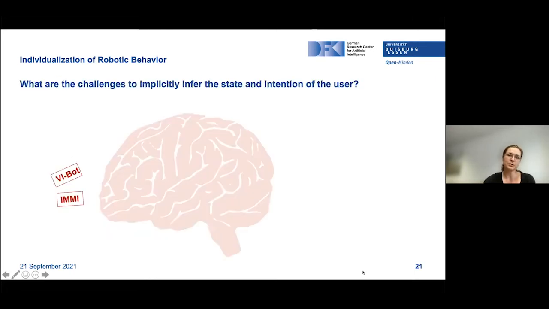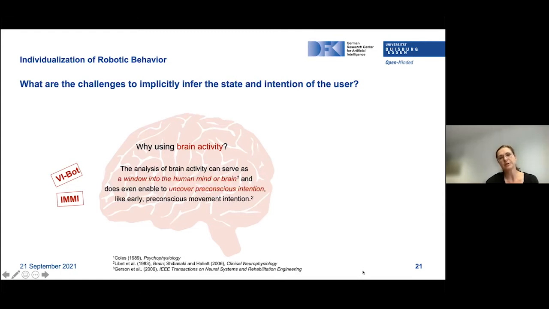So this is when we want to use EEG data. Why do we want to use it? That's the first question. So I could use many signals, right, from the human. But we want to use brain activity because the analysis of brain activity can serve as a window into the human mind or brain. That's from Coles already in 1989. It was very early, before EEG was established. And when we do this, that does even enable us to uncover pre-conscious intention. You might all know the Libet experiments, for example, right? Where you know already that you want to move before you're actually moving.